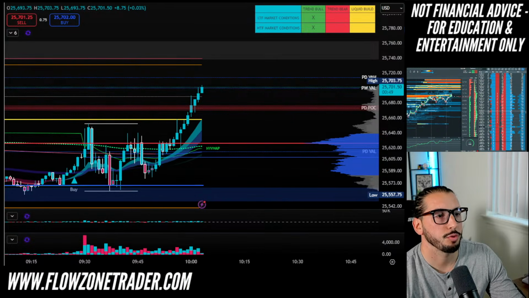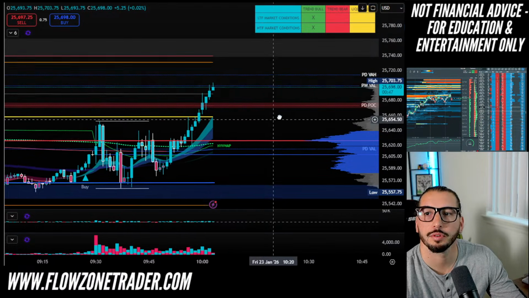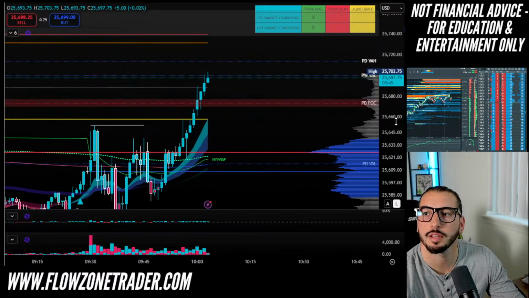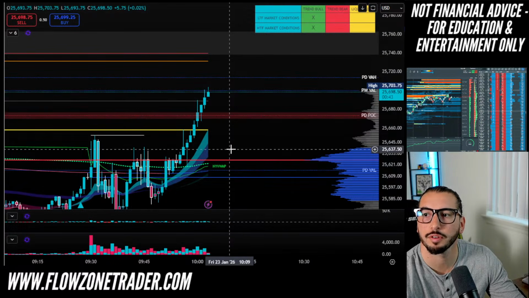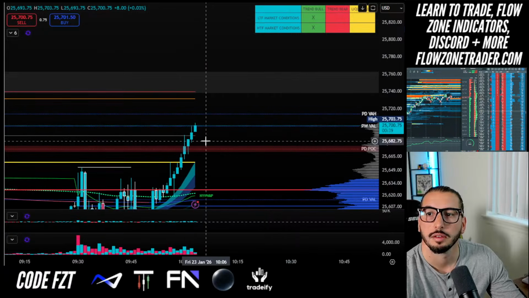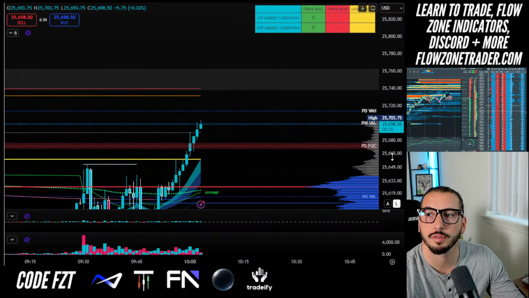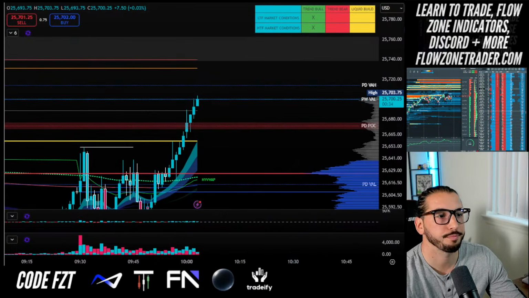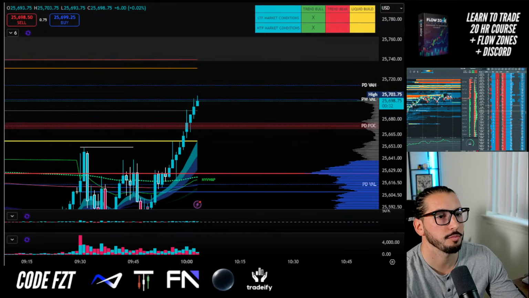I'll wait to see if there's a pullback which is absorbed now, or if we just give this whole move back. If there's a pullback that's absorbed into previous day point of control, otherwise into 640, I'd consider it. Or if we push through and hold inside previous week's value, I'd also consider it. I'm certainly not buying up here.